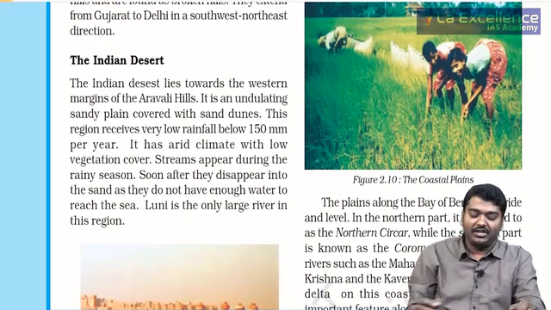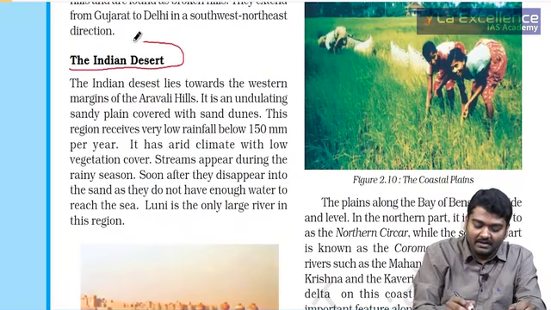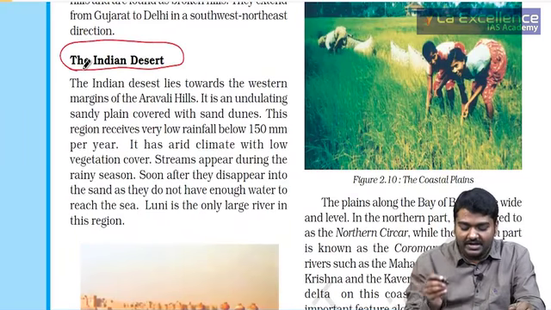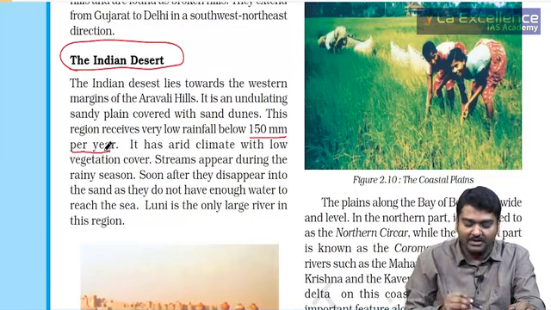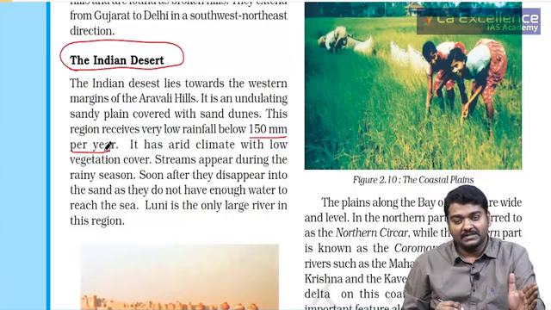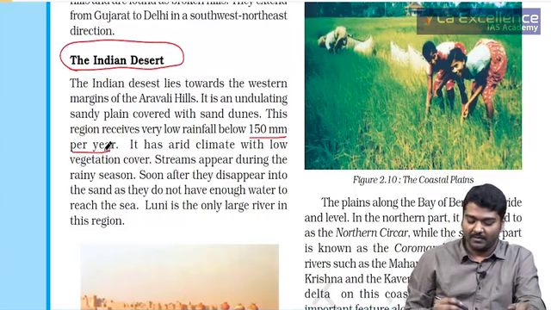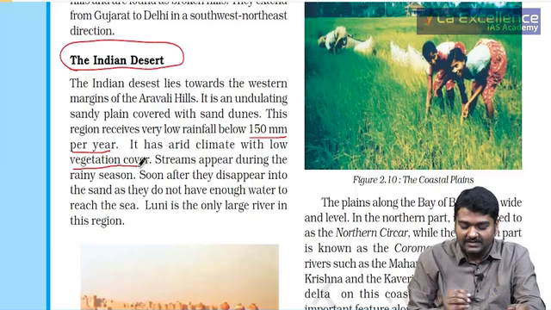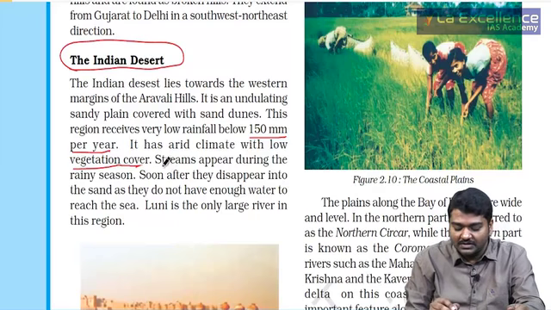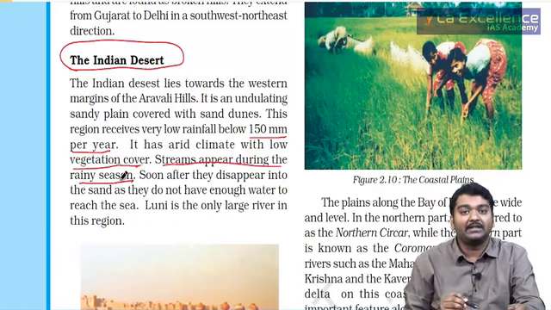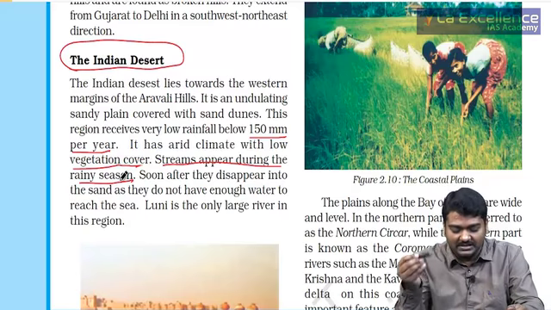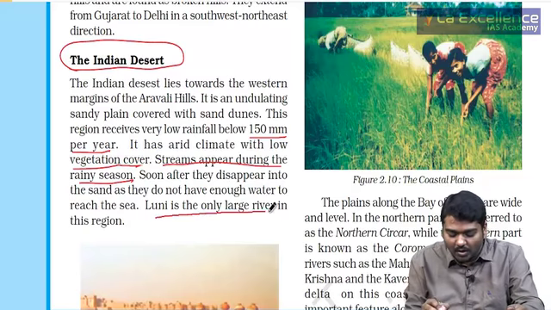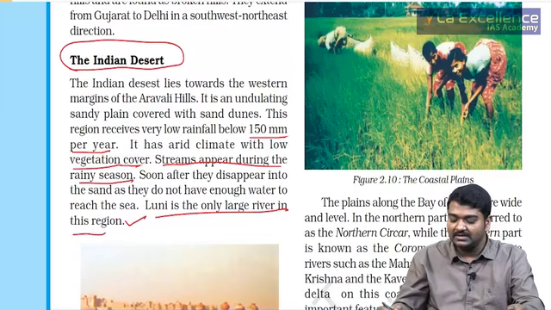And then we need to talk about the Indian desert. So the Indian desert receives rainfall of less than 150 millimeters per year. Why is the desert present here? I will be explaining with the help of climate. Here you have less vegetation and most of the streams appear only in the rainy season. Rivers will flow only in the rainy season, else you won't see them at all. Luni is the only large river in this region.